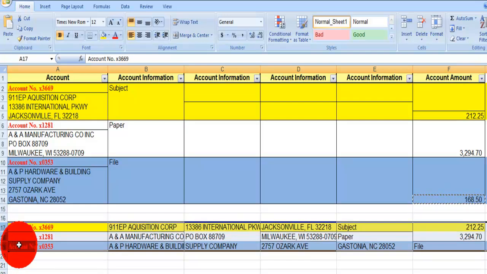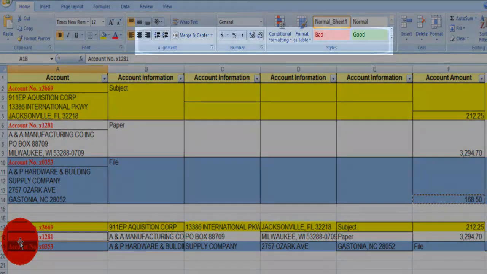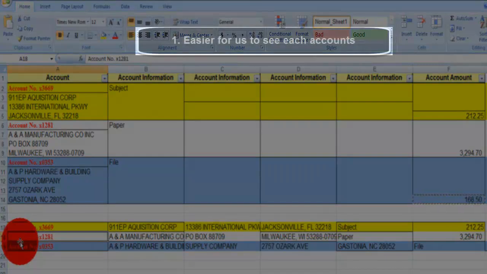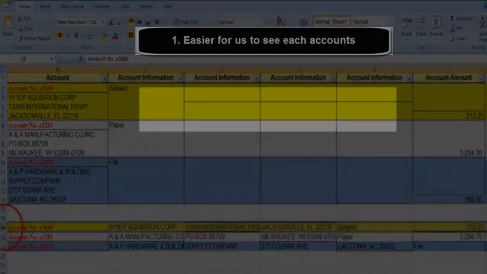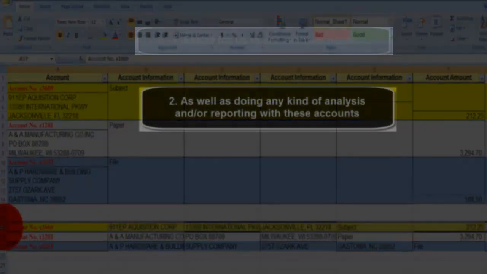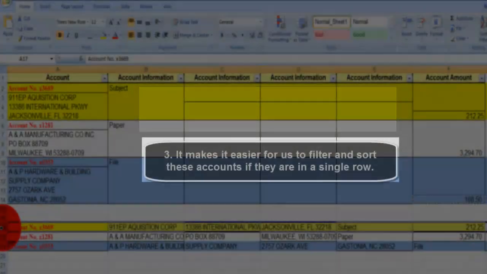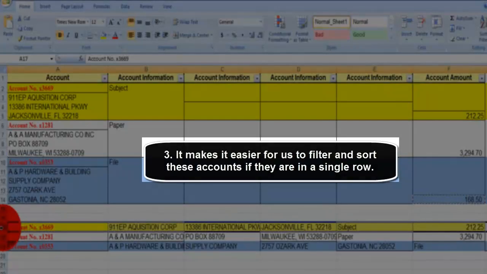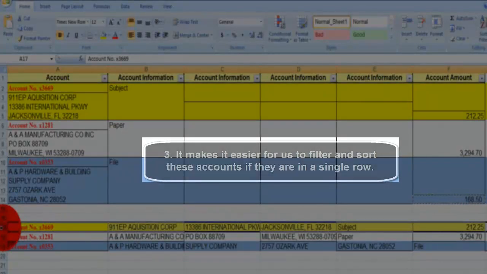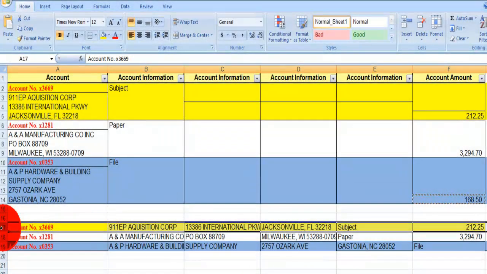And so you might be wondering why we want to put each account into a single row. The reason is that it makes it easier for us to see each account as well as do any kind of analysis and reporting with these accounts. And the other thing is that it makes it easier for us to filter and sort these accounts if they are in a single row. So those are the few reasons why we want to put each account into a single row.